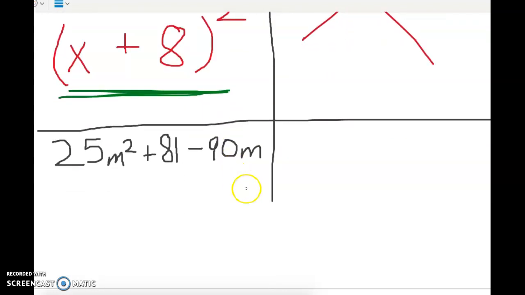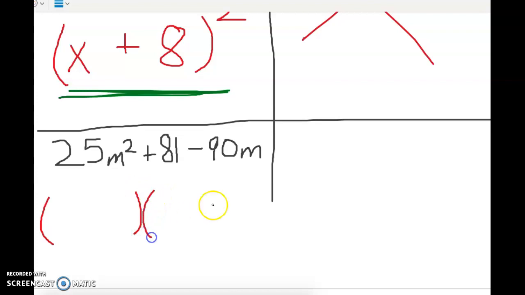Last but not least, we're looking for the squares on this one. We know the square root of 25 is 5. We have an m squared here, so let's start breaking it down.